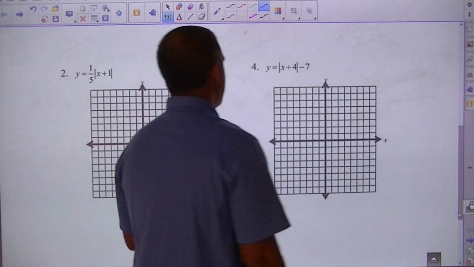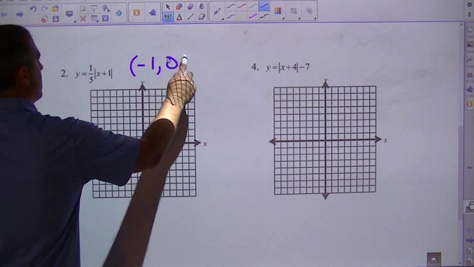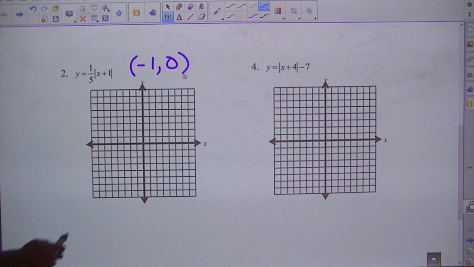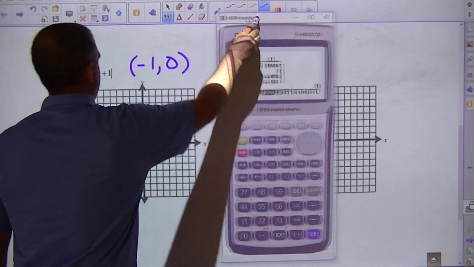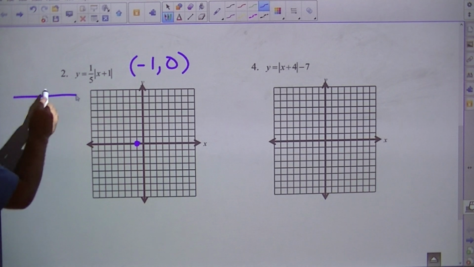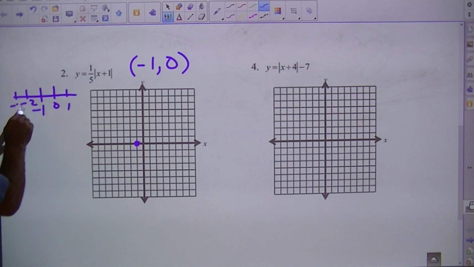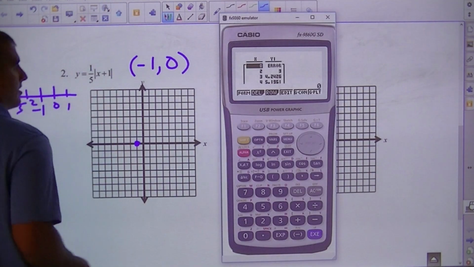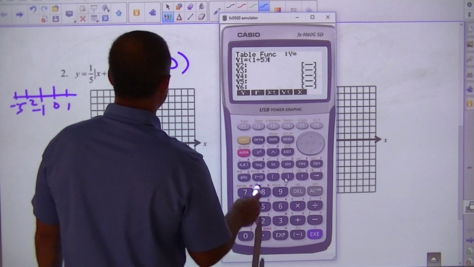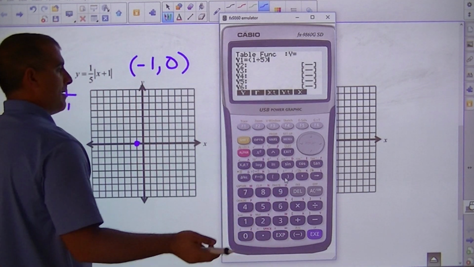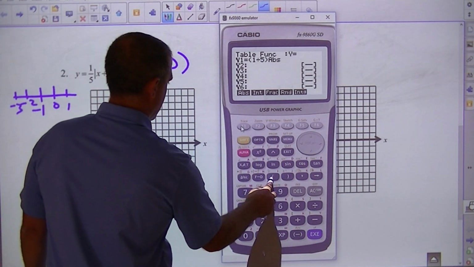Okay, question number 2. Once again, anchor point -1, 0, because everything's on the inside. Now, I'm at -1, so I want to graph 0 and 1, -2 and -3. We'll see how that works out. When I make a fraction, 1/5, put parentheses around your fraction. To get to absolute value, I go to Option, Num, ABS, x plus 1.